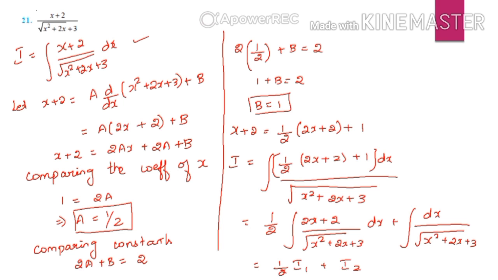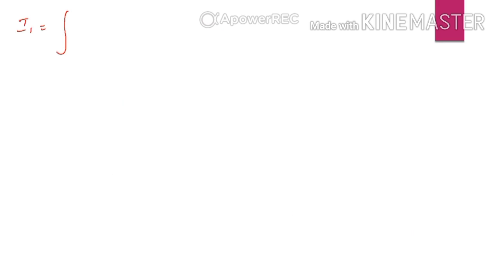So I1 equal to integral, what is the integral of I1? 2x plus 2 divided by square root of x square plus 2x plus 3 into dx. Here we can observe that on differentiating the denominator we get the numerator.